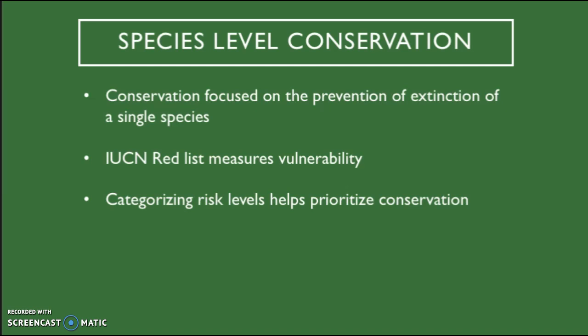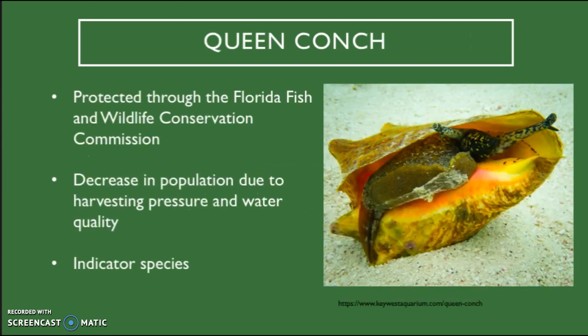On this list, categories of risk vary from least concern to extinct. By evaluating each species this way, we're able to see what species are at greater risk and prioritize conservation of those species. So an example of species-level conservation in the Florida Keys is the queen conch.